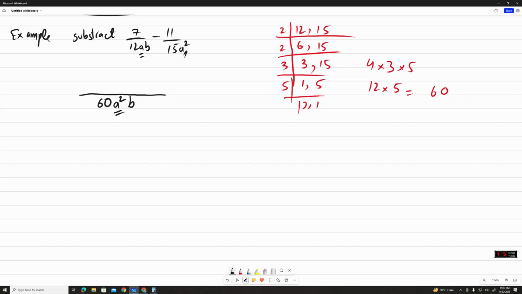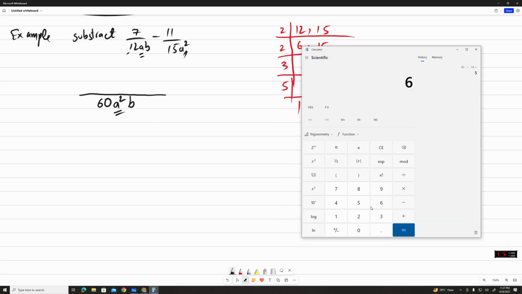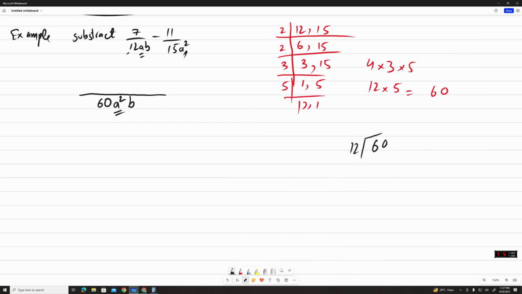Now divide this term from here. So what we get, 60 divided by 12. I'm not that good, let's find the answer. 60 divided by 12 is going to be 5. So I'm pretty sure this place is going to have 5. Both a will cancel, we will have at least one a. b will get cancelled, and there will be no b. So multiplied by 7, minus.